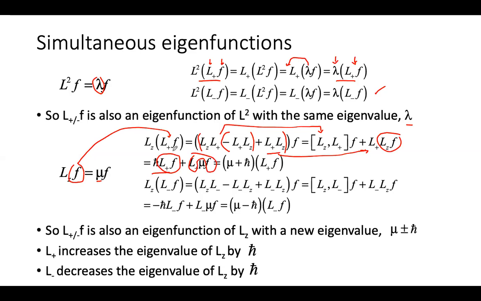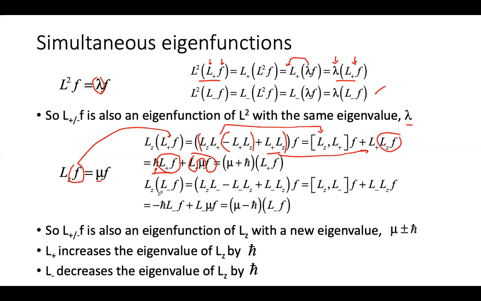What it looks like is if Lz operates on the raising operator times the function, instead of just operating on the function where I got an eigenvalue mu, when I do that with the raising operator, I get the same eigenvalue, but I add on h bar because of this term right here. There's some mathematical fast and loose right now. It's pretty rigorous, but the idea of adding and subtracting the same thing to create a commutator might not be an obvious thing to do, I guess, but it works.